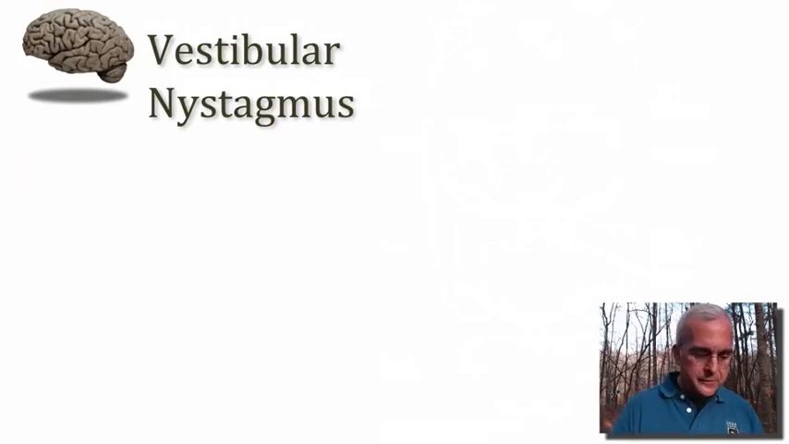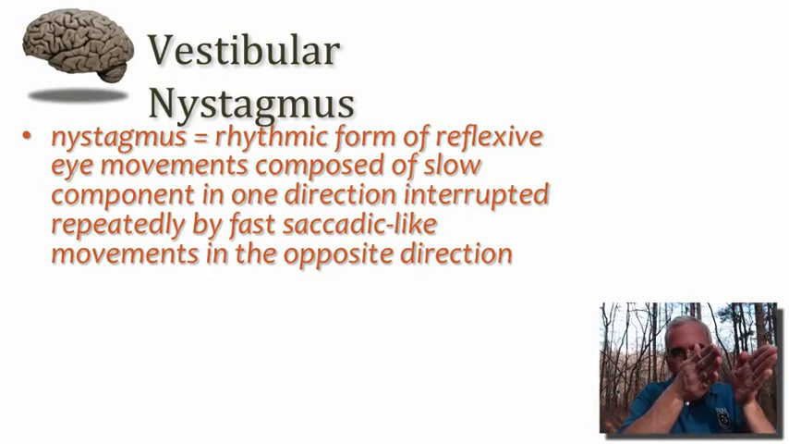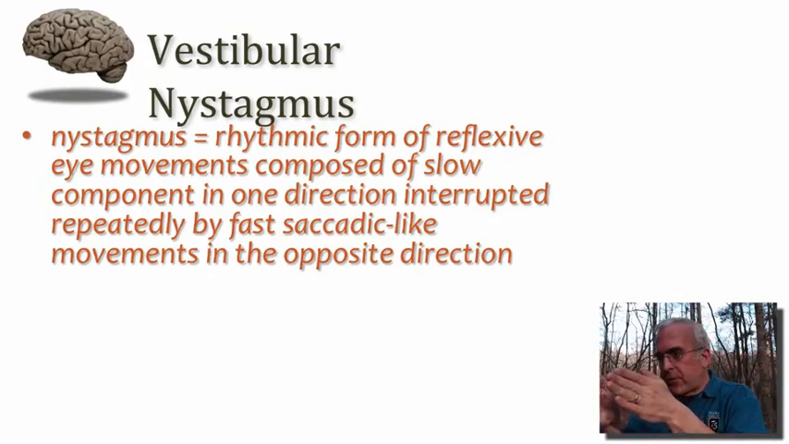That's nystagmus. It's a rhythmical form of reflexive eye movement that includes a slow component in one direction that is interrupted by a very fast saccade-like component in the opposite direction. If my hands represent movements of the eyes, you can imagine the eyes moving slowly to one side and then quickly snapping back, and moving slowly and snapping back.